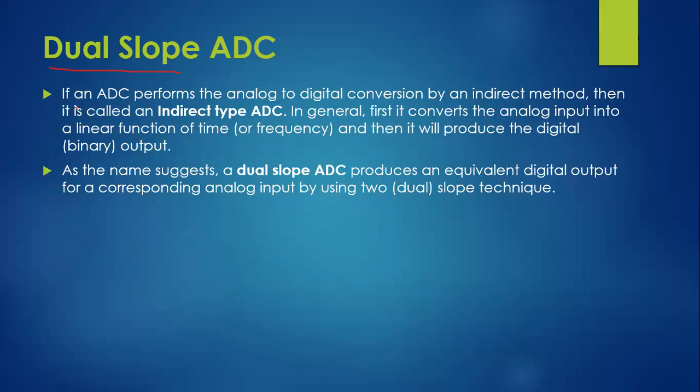If an A to D conversion process performs the analog to digital conversion by an indirect method, then it is called an indirect type A to D converter. First it converts the analog input into a linear function of time or frequency, and then it will produce the digital binary output.